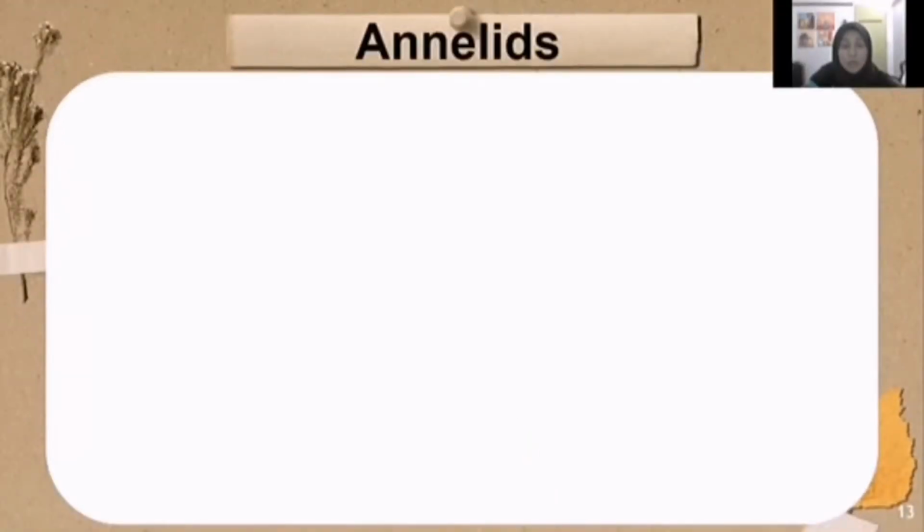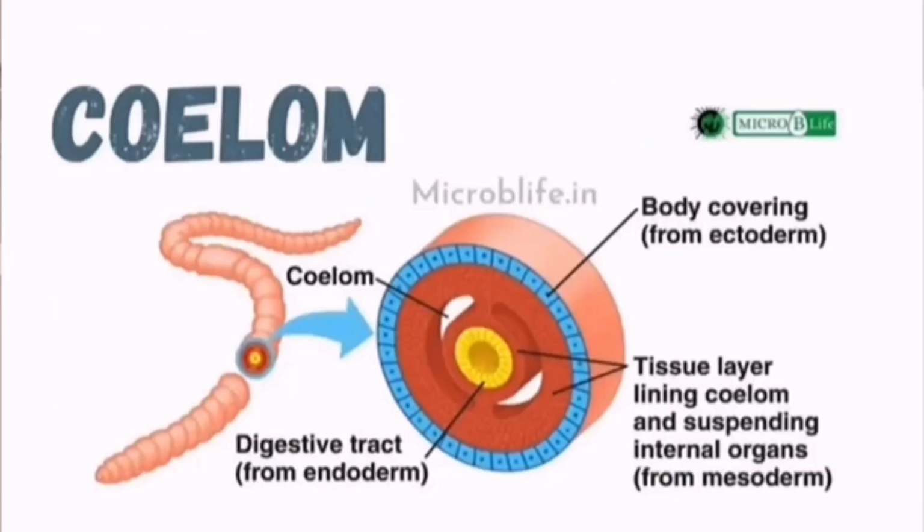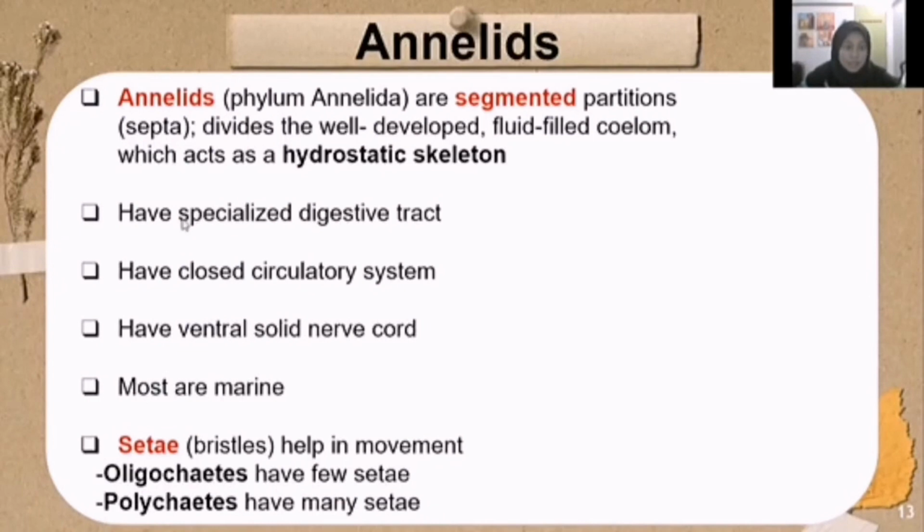Next, we will learn about annelids. Annelids are the only trochozoans with segmentation and a well-developed coelom. The coelom is fluid-filled and acts as a hydrostatic skeleton. Annelids also have a specialized digestive tract, a closed circulatory system, and a ventral solid nerve cord, and most of them are marine.